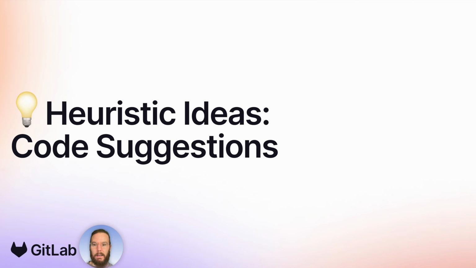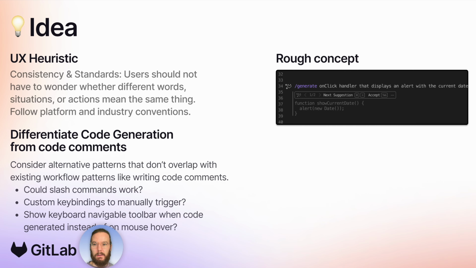So now for some ideas on improving code suggestions. One important idea is around consistency and standards. We don't want users wondering what certain elements or patterns actually mean. For example, we could use, on the right-hand side here, a slash command with color to make it very clear that this is a prompt and not just you writing a code comment.